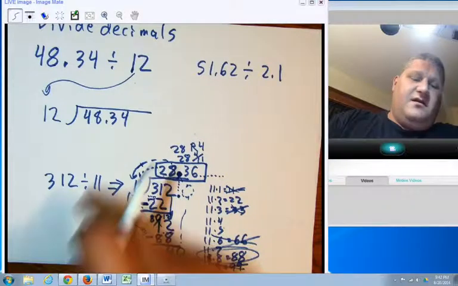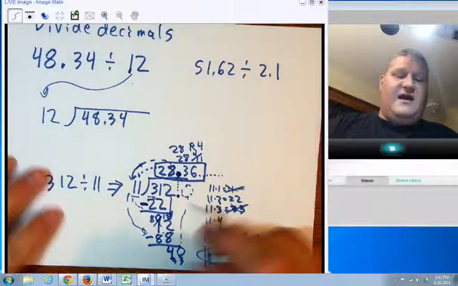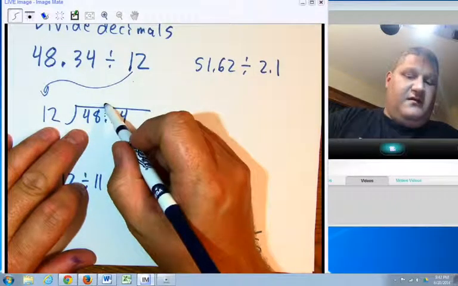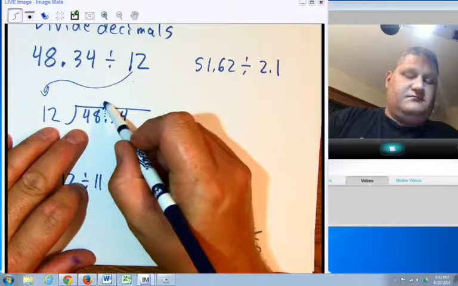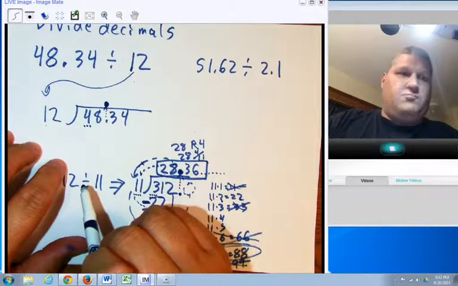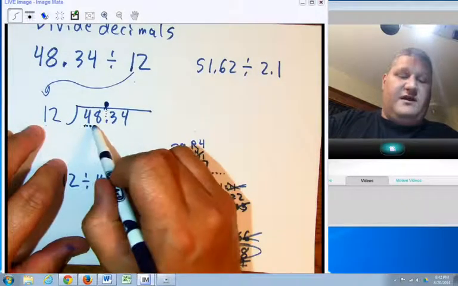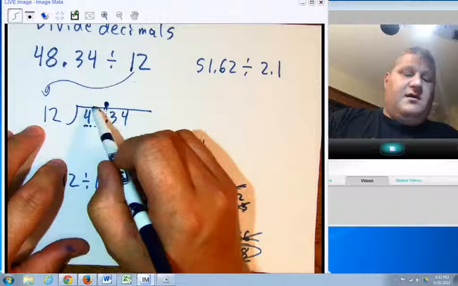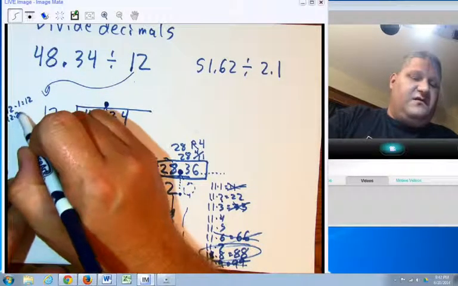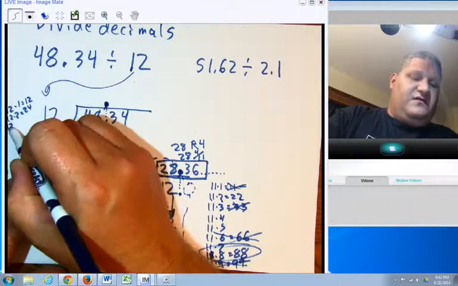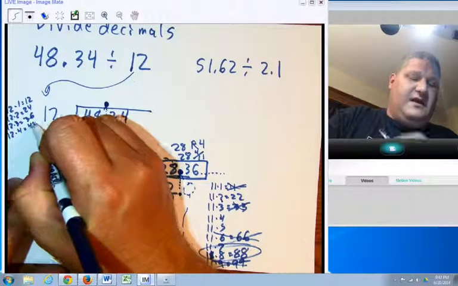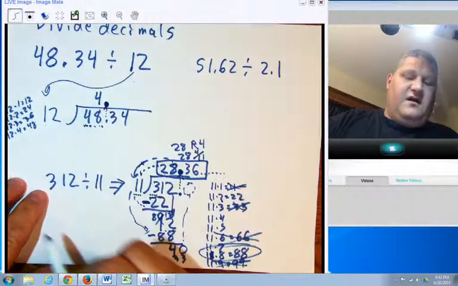Now, let's go over here and do it again. Automatically, I have a decimal in the problem, so where does the decimal go? Straight up right here. 12. Does 12 go into 4? Nope. 4 is not big enough. Does 12 go into 48? Yep. 12 times 1, 12. 12 times 2, 24. 12 times 3, 36. 12 times 4, 48. So it goes in 4 times.